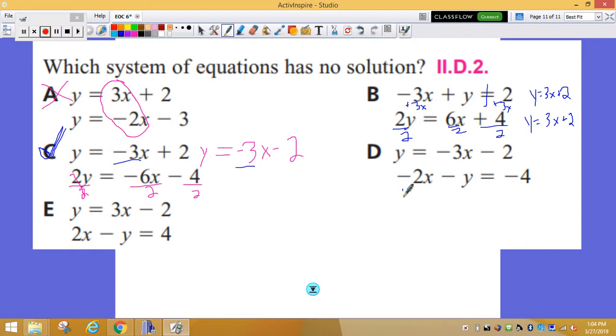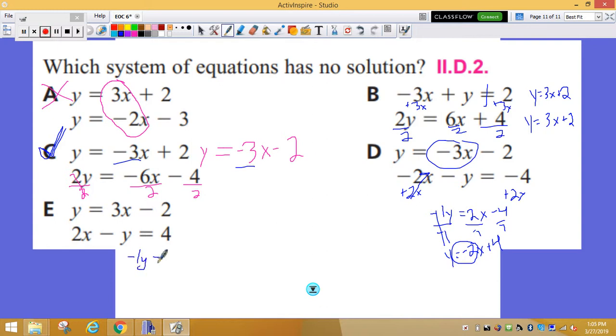Let's do D. I would add my 2x. So here we would bring down a negative 1y, and I'd get 2x minus 4. We divide by negative 1, and I get negative 2x plus 4. So here my slope is negative 2, here my slope is negative 3. Nope, those are not the same. And then here I'd move my 2x, so I'd get negative 1y equals 2x plus 4. And I divide by negative 1 and get negative 2x minus 4. And again, my slopes are 3 and negative 2. They're not the same. So C is the one that has no solution.